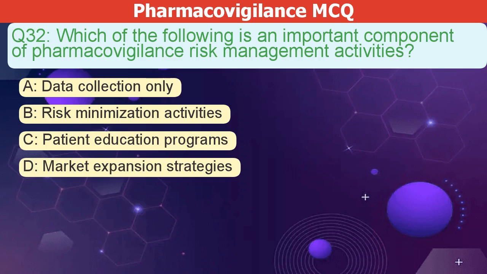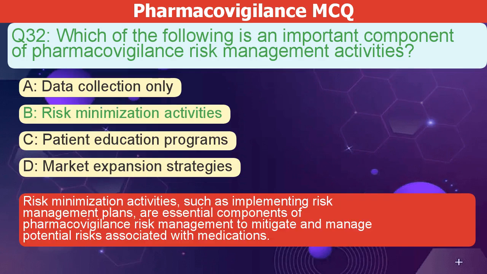Which of the following is an important component of pharmacovigilance risk management activities? A. Data collection only. B. Risk minimization activities. C. Patient education programs. D. Market expansion strategies. The correct answer is B. Risk minimization activities, such as implementing risk management plans, are essential components of pharmacovigilance risk management to mitigate and manage potential medication risks.